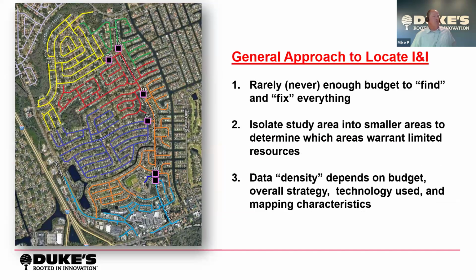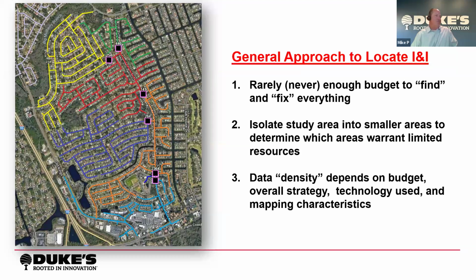So the general approach to locating I&I, I've boiled it down into these 3 general steps. Number 1 being more of an acknowledgement that rarely and really never is there enough budget to locate and remedy all of the I&I. So therefore, the general approach is to isolate a larger area into smaller areas, and then determine which of those areas warrant the limited resources, and then deciphering which amounts could be applied into which of those areas. And then number 3, the data density, as I'm calling it.